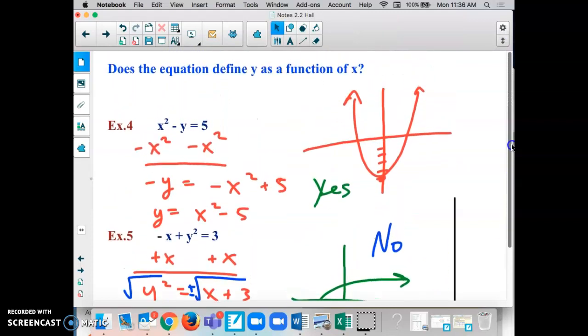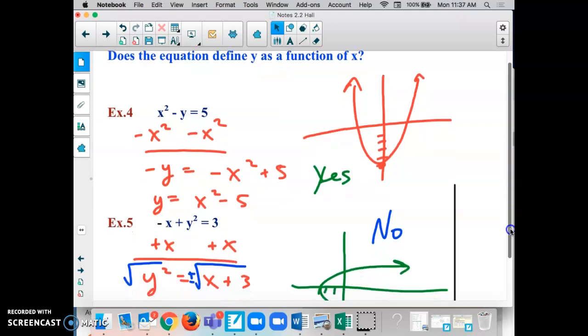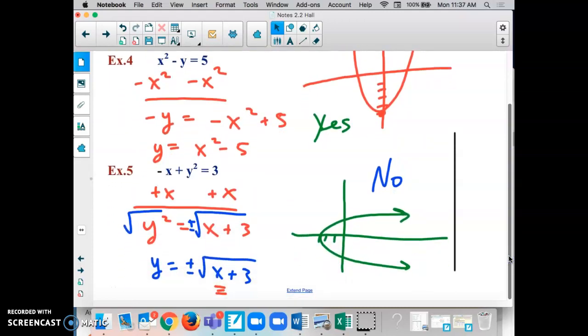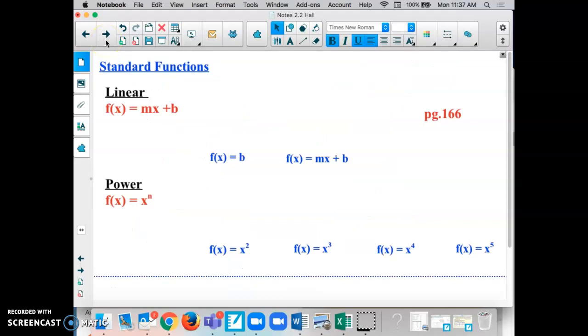No. Y is not, so the equation does not define y as a function of x. Okay, so here I'm going to continue on.